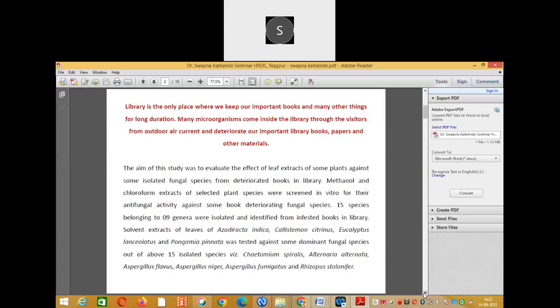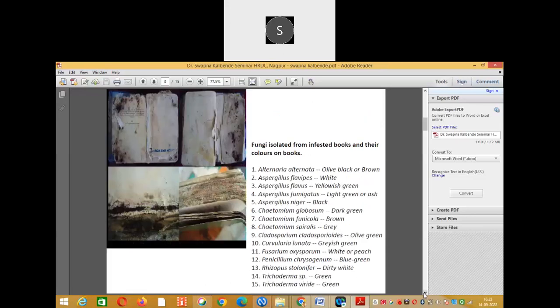I have selected 5 college libraries of Wardha city for this work, and methanol and chloroform solvents were used for the successive extraction. The methanol and chloroform extracts of the selected plant species were screened in vitro for their antifungal activity against some book deteriorated fungal species. 15 species belonging to 9 genera were isolated and identified from the infested books in the libraries. Solvent extracts of the leaves of Azadirachta indica, Callistemon citrinus, Eucalyptus lanceolatus, and Pongamia pinnata were tested against some dominant fungal species. Out of the 15 isolated species, these dominant species are Chaetomium spirale, Alternaria alternata, Aspergillus flavus, Aspergillus niger, Aspergillus fumigatus, and Rhizopus stolonifer.